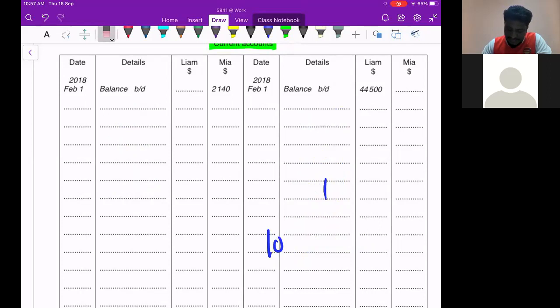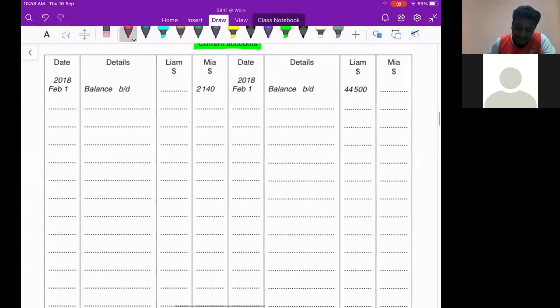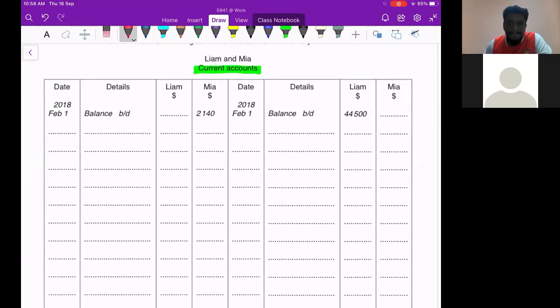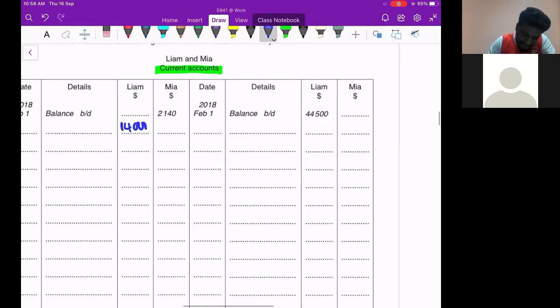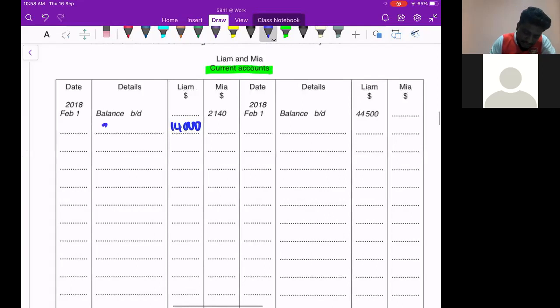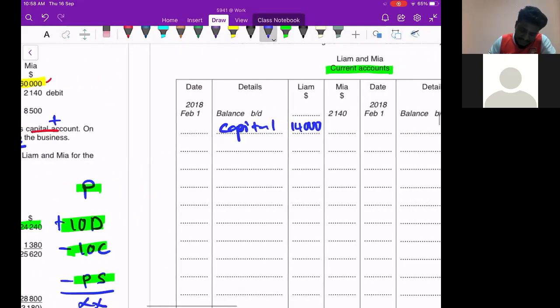But before we start, this is the standard one, but there's an unusual thing. What is the unusual thing? The transfer. So we do the transfer first before we do the normal things. Transfer his current account to capital account. So current account minus. Current account minus means debit or credit? Current account minus means it will be in a debit. So whose current account? Liam's current account. So right here, 14,000 on the debit side. This money goes to the capital. When was it? 1st August.